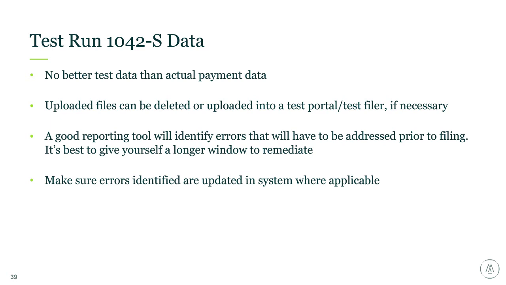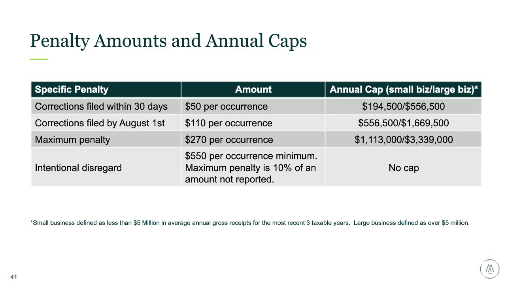And then penalties, really quickly with Jill, back to you. Yep, this is the most important slide about penalties. These go up every year. We've got to make sure you're avoiding the intentional disregard. So this is what happens. Per occurrence means per information return report filed or failed to be filed. So make sure you're avoiding these.